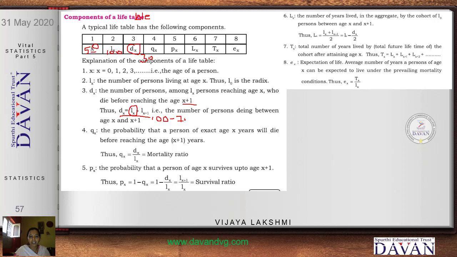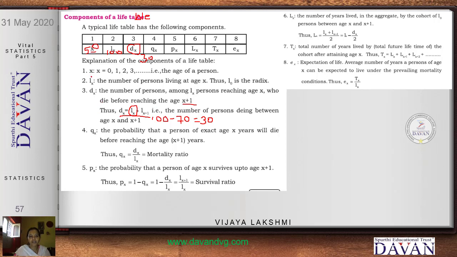So I take it as 70 people. 70 people have reached the age 51 successfully. In between, how many are dead? They are 30. Did you all understand? Okay, I am repeating again.